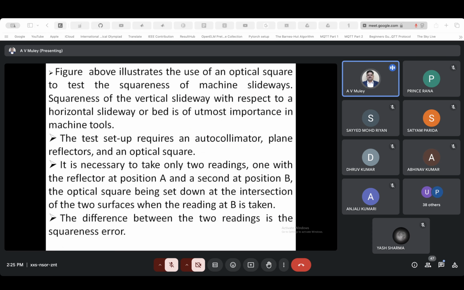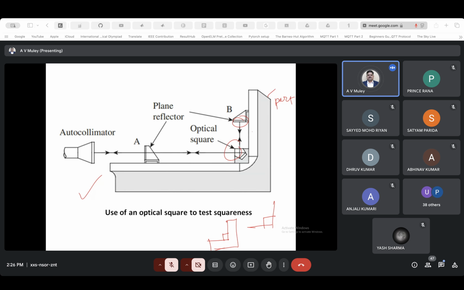The figure above illustrates the use of optical square to test the squareness of a machine slide. Squareness of a vertical slide with respect to a horizontal slideway or bed is of utmost importance in the machine tool. So in machine tools, squareness is very important. The test setup requires an autocollimator, plane reflector, and the optical square. It is necessary to take only two readings, one with the reflector at position A and second at position B. So this will be your reflector. You take a reading here and a reading here, just two are needed, and everything will be known.